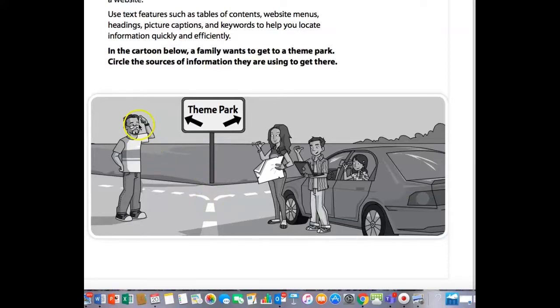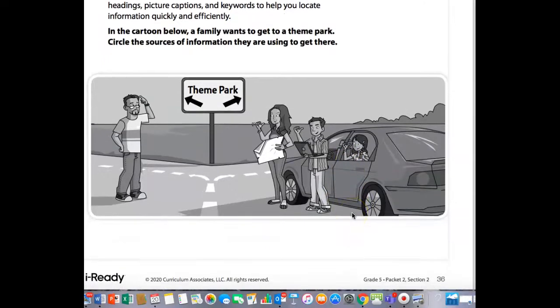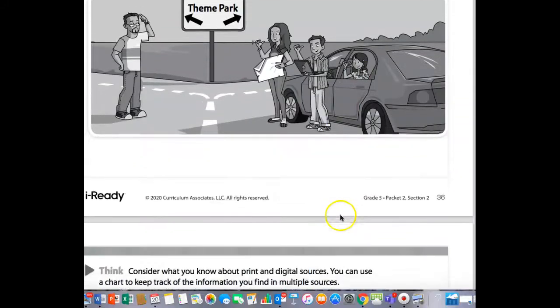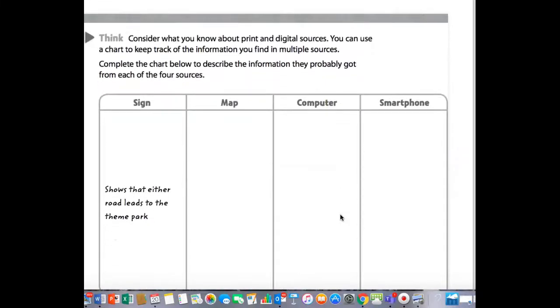All right, well, he's thinking, so he's trying to remember something. They could use this sign, theme park. She's reading a map. He's looking at a computer. So they're using several different sources of information. What does she have? She has a phone, maybe? All right, so let's take a look.